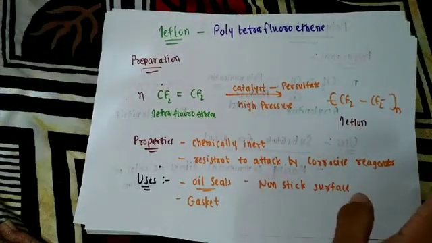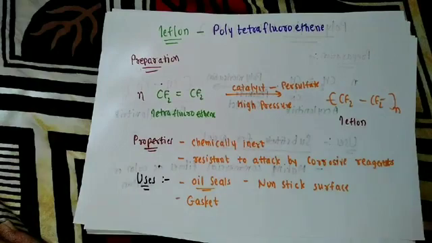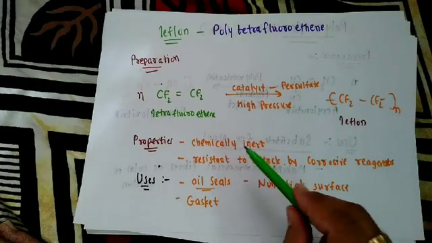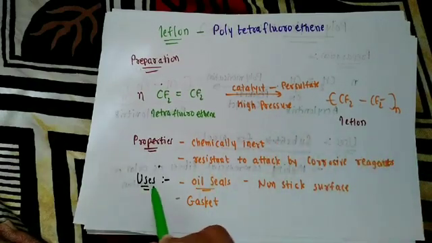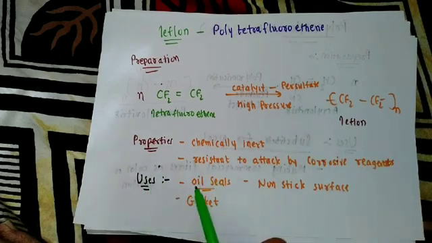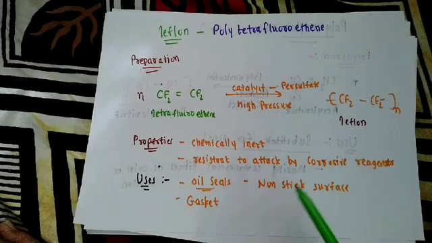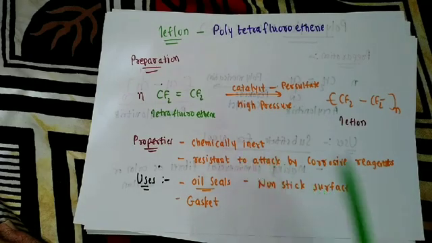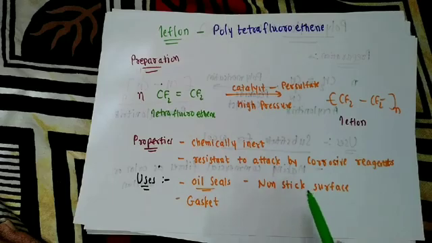Okay, what are the properties of Teflon? They are chemically inert. They are resistant to attack by corrosive reagents. Those properties are more or less the same. Main uses: they are used in preparation of oil seals. They are used for the preparation of gaskets. Gaskets are used in machinery in industries. The main use of Teflon is, you must have seen non-stick at your home. The non-stick surface is ultimately made up of Teflon. All the utensils which have a non-stick surface are ultimately Teflon only.